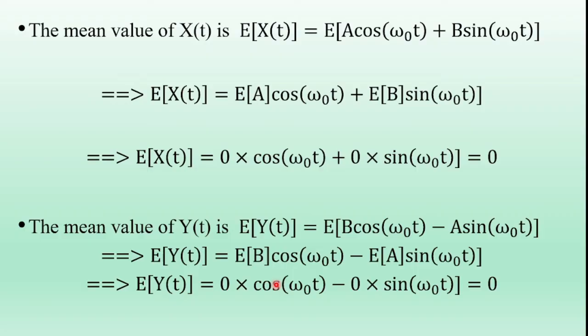The mean of the random process y of t is also independent of time t, or a constant function. Hence, the given random process y of t is a stationary random process.